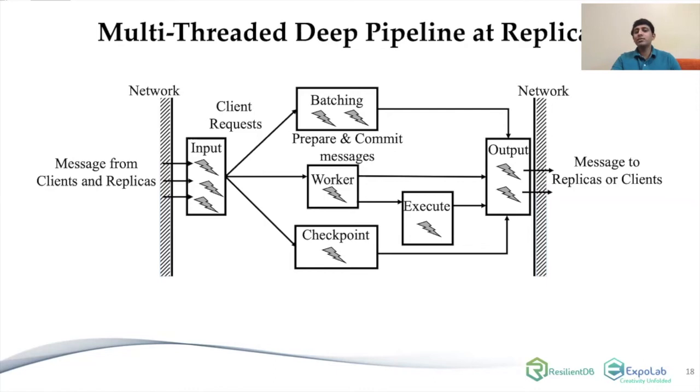So this is how ResilientDB's multi-threaded deep pipeline looks. If you have a look, instead of using just one thread, we are trying to split the different phases of consensus or the whole blockchain across threads. And that helps us extract more throughput from the system.